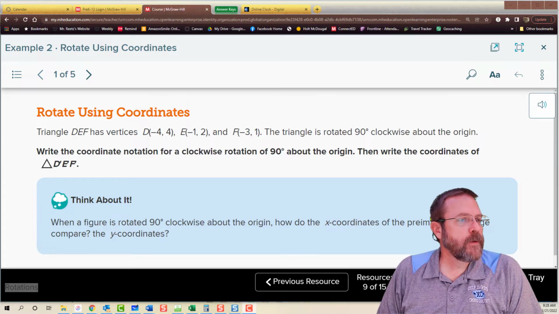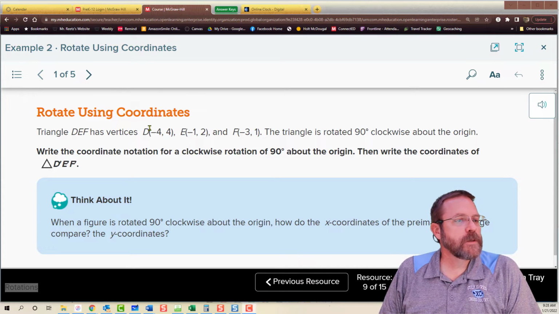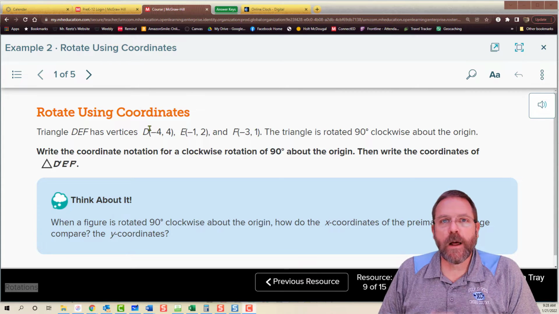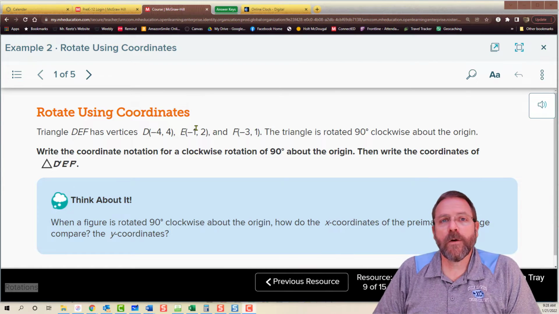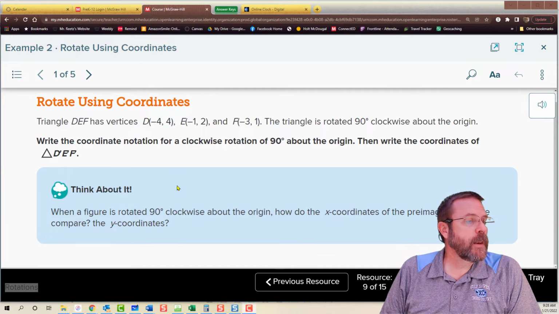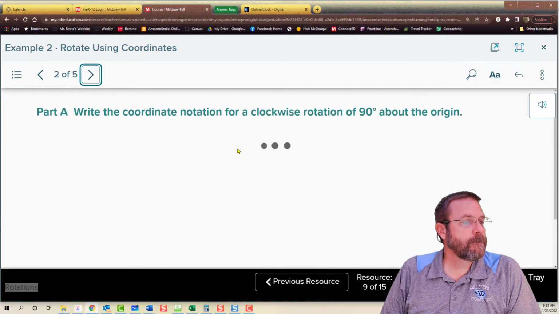Triangle DEF has the vertices that they have listed here. The triangle is rotated 90 degrees clockwise around the origin. What does that mean? It means that you're going to flip where your x and y are, and whatever the x is, you're going to put the opposite of it. Let's take a closer look at doing that.